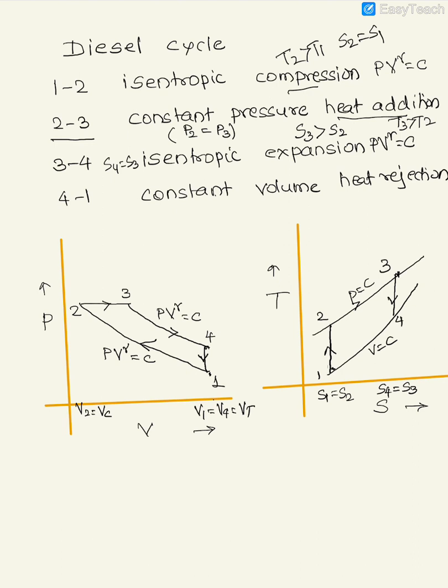And finally, there is a heat rejection in the process 4 to 1. So the entropy at 1 would be less than entropy at 4. Entropy would decrease from S4 to S1. Why would it decrease? Because heat is being rejected. And it is a constant volume process. So we need to move along a constant volume line as shown over here. Entropy decreases from S4 to S1 along the constant volume line, and heat is rejected. So the temperature also reduces from T4 to T1. So this is the representation of the diesel cycle on the temperature entropy diagram.